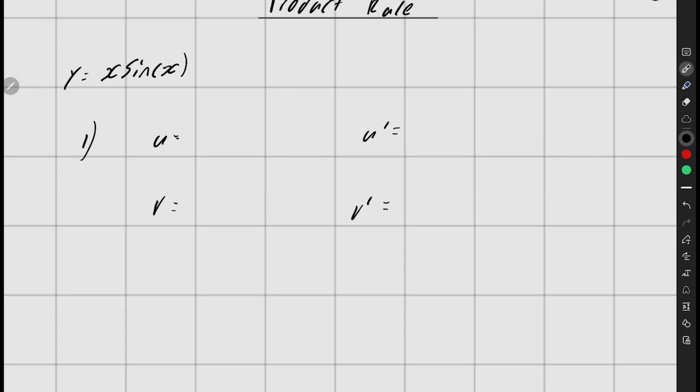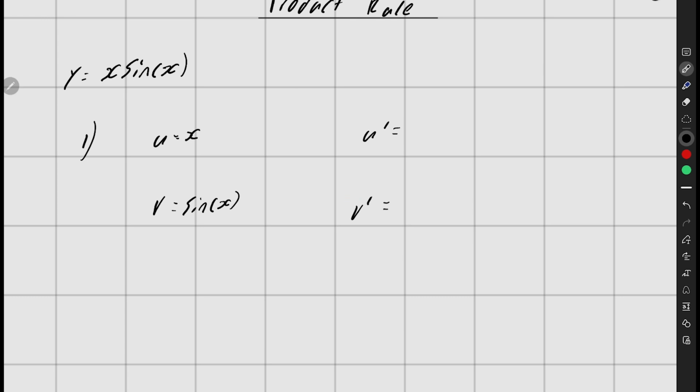So let's set u equal to x. v is going to be equal to sine of x. All we're doing is splitting up the product and putting it in this table. u equals x, v equals sine of x. You set u equal to one function and then v is equal to the other one.